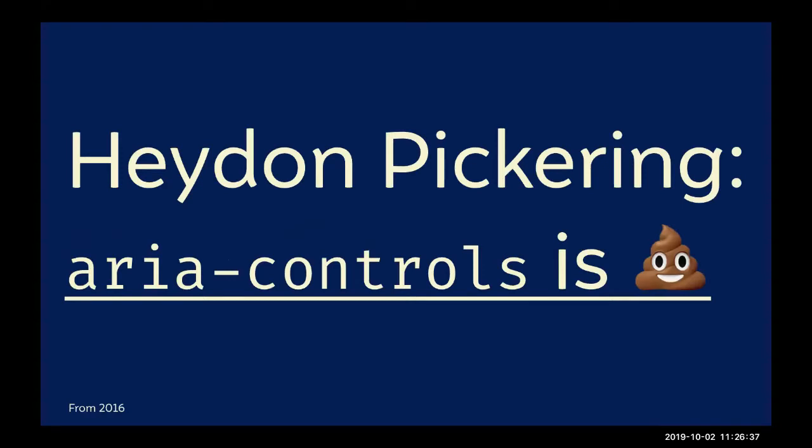Heydon Pickering wrote in 2016 an article with the name aria-controls is poop, which always amuses me because emojis are great. And he went in and looked at the support for aria-controls. aria-controls is a property that you can use, for example, on a button, if that button controls another thing. And then in some screen readers, you could go back to that button. For example, you've got an expand collapse, and you expand it, and when you're inside the expand collapse reading the text, you say, oh, I actually want to close this and go to the next one. You could go with aria-controls back to that button and close it really easily. That was in 2016.